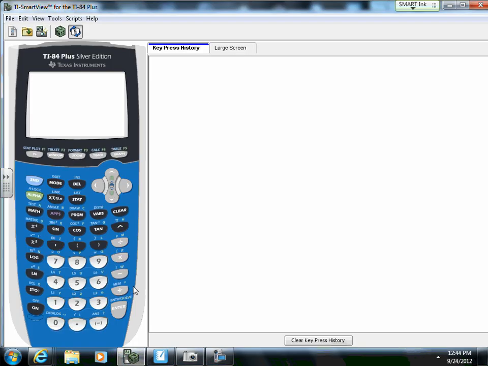So here it is. The first thing you're going to need to do is to go to statistics, and you're going to need to put in your statistics. And we're going to go to edit, which is up here, and just press enter. That gives me L1 and L2, X and Y. I'm going to put in X as the year because that's going to be independent.